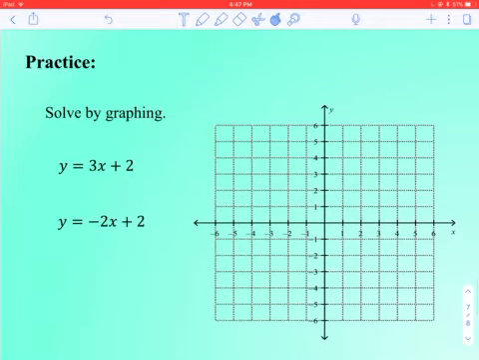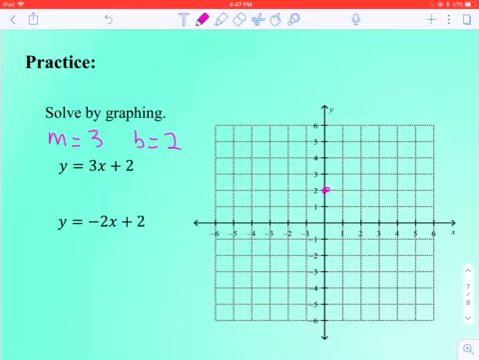So here's a couple of practice problems for you to do. So on the first one, what is the slope and the y-intercept? The slope will be equal to 3. The y-intercept will be 2. So put a point at 2, up 3 over 1, and then graph this. Try to get a straight line.